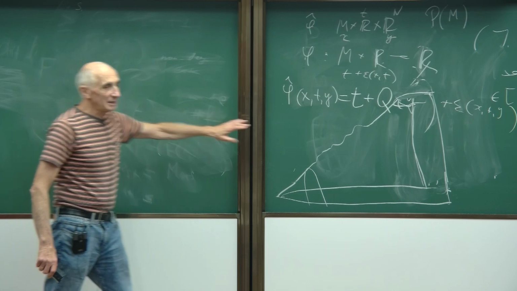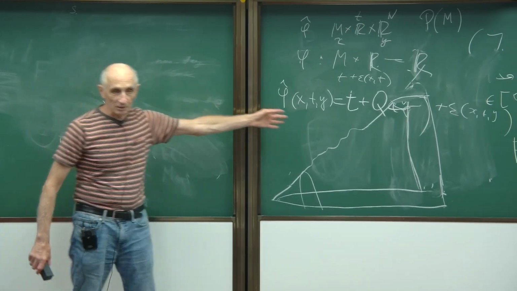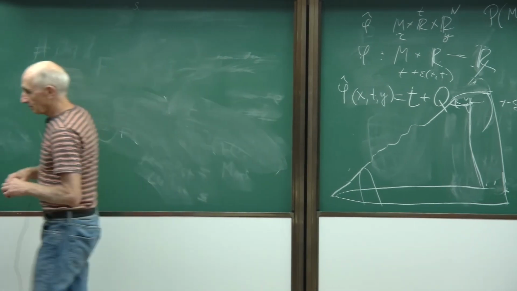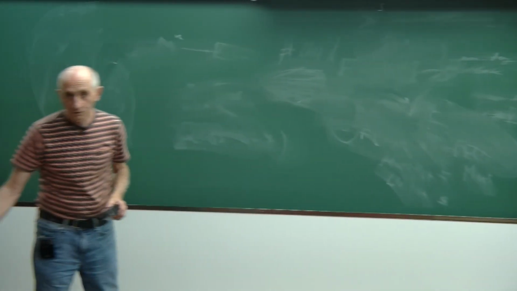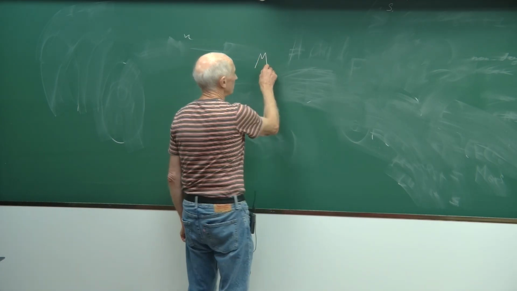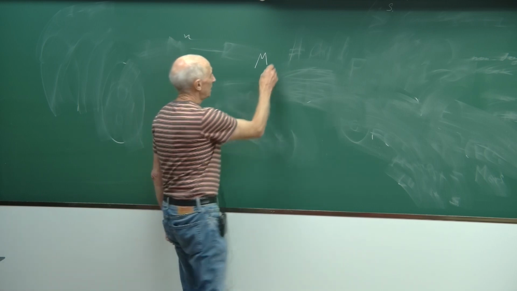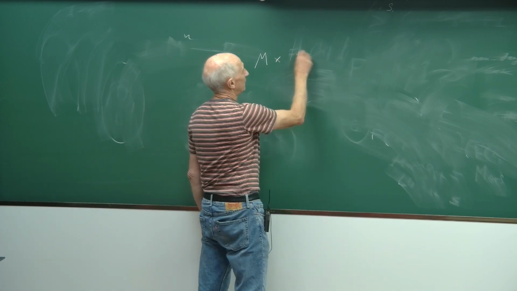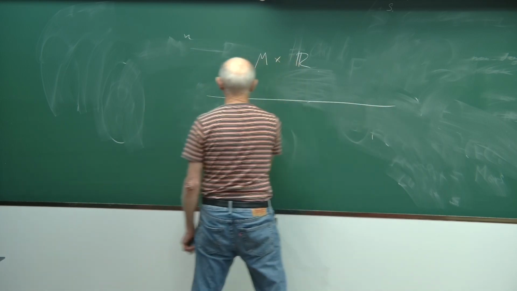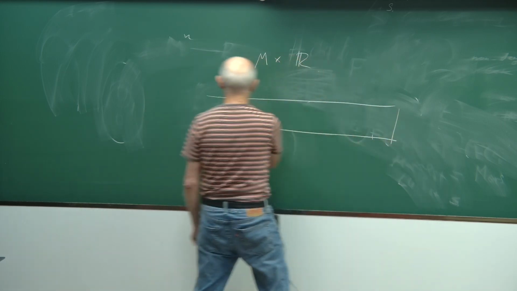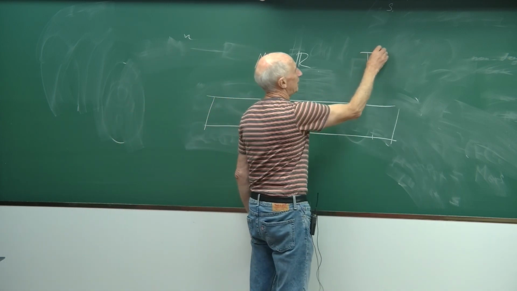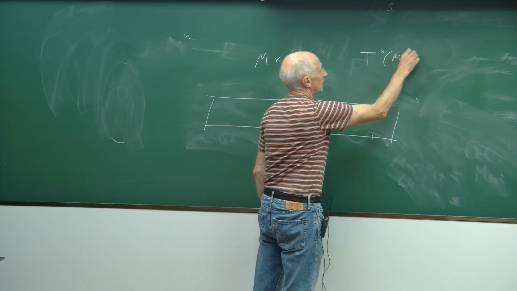But let's return now to the pseudo-isotopies. Let's do the following construction. Take any manifold, and again consider manifold cross R. Take this cylinder, and in this you now take the cotangent bundle of manifold cross R.